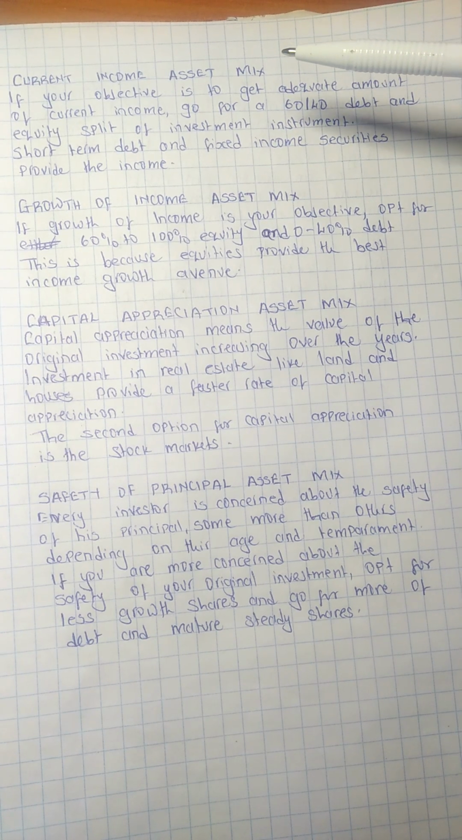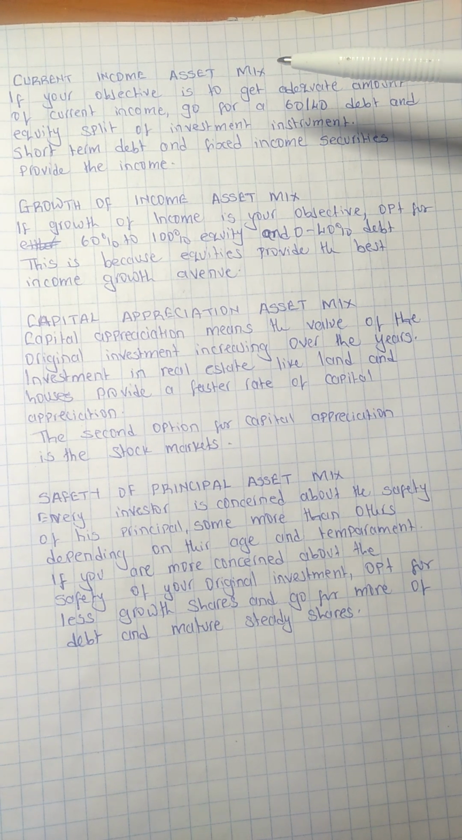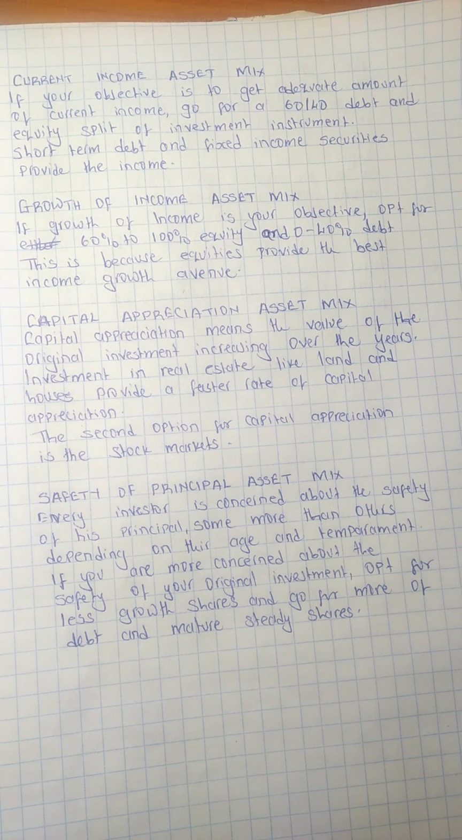Now let us look at how to construct a portfolio, having in mind the objectives that we've talked about. The first one is current income. So what is the asset mix for current income, if current income is your objective?